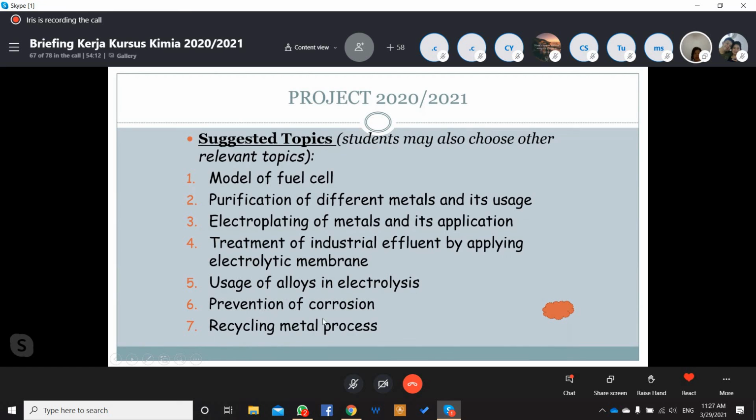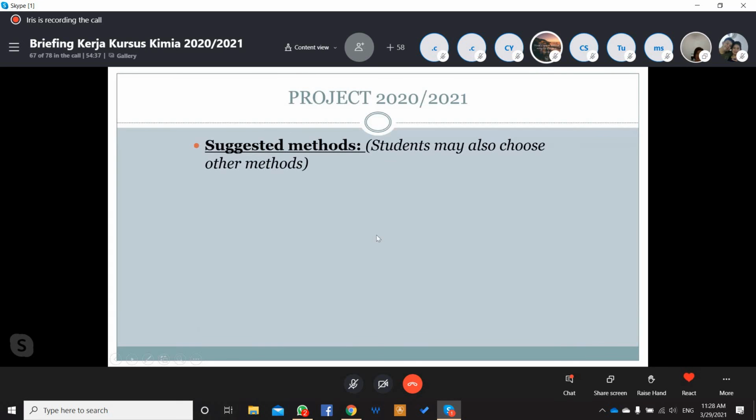And the recycling method process. Recycling has many types. The ICT one, maybe you can do recycling of the motherboard, battery. What else? Your handphone. How do they do recycling? You can use whatever method is suggested.